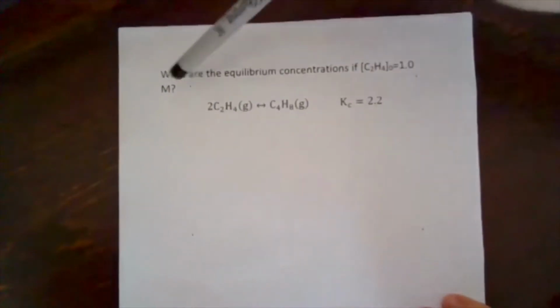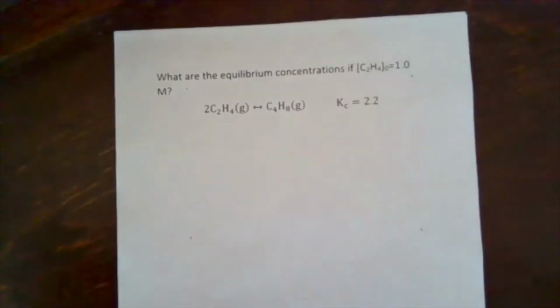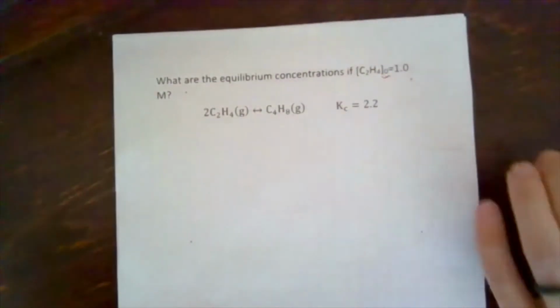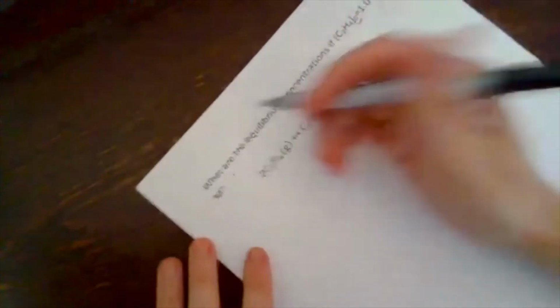All right, I want to know the equilibrium concentrations if the initial concentration of C2H4 is 1. And you'll note this format right here with the little 0, that's a throwback to our kinetics, where you put the subscript after the bracket to say what time it is. So that's at time 0, the initial concentration. If I want equilibrium concentrations, it's going to be all about my ice table.